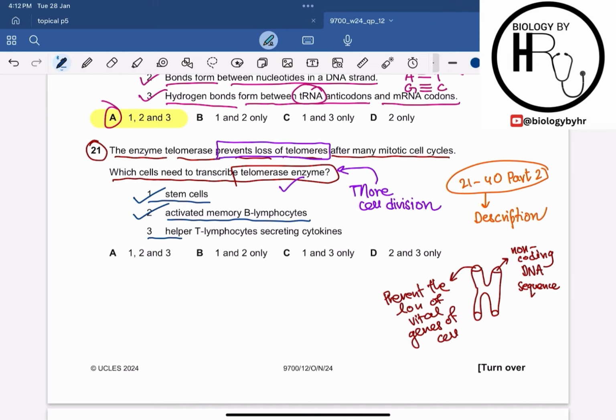Then if we come to the helper T lymphocytes, which are secreting cytokines, they do not require continuous cell divisions. So helper T lymphocytes do not need to transcribe the telomerase enzyme. No, they do not have the need to transcribe more telomerase enzyme than usual. Alright, so the correct answer for this MCQ is option B, which is 1 and 2 only.